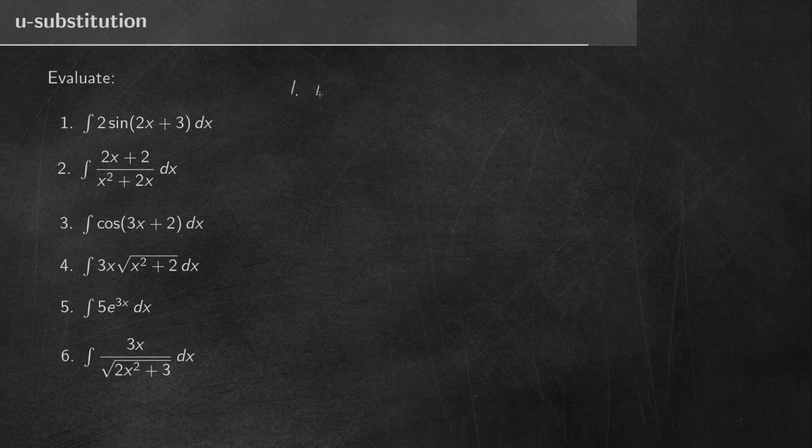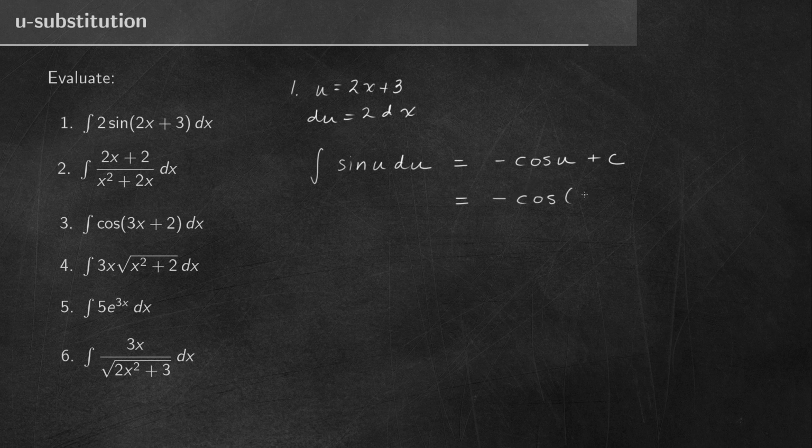I'm going to let u equal 2x plus 3. Then du equals 2 dx. So my integral becomes the sine of u, and the 2 dx becomes du. The integral of sine is negative cosine. So I have negative cosine u plus c, and then for my final answer, I substitute 2x plus 3 back in for the u. So negative cosine of 2x plus 3 plus c.